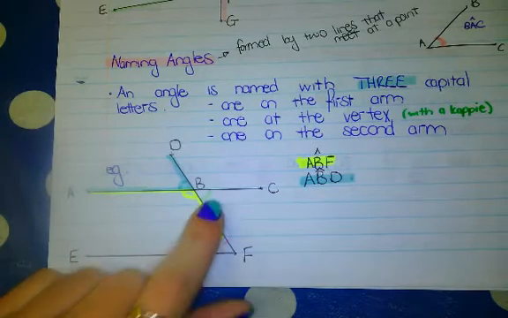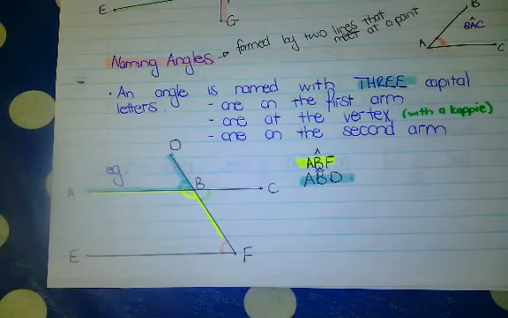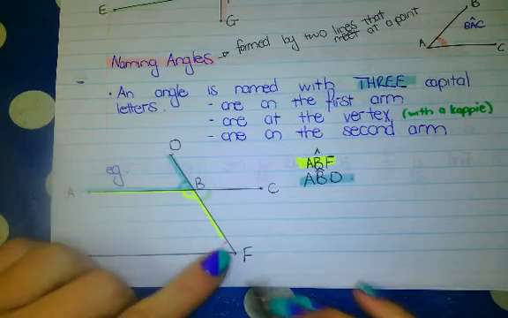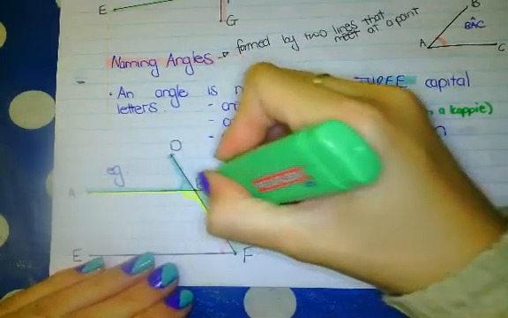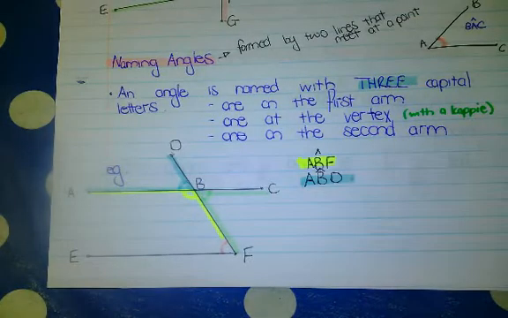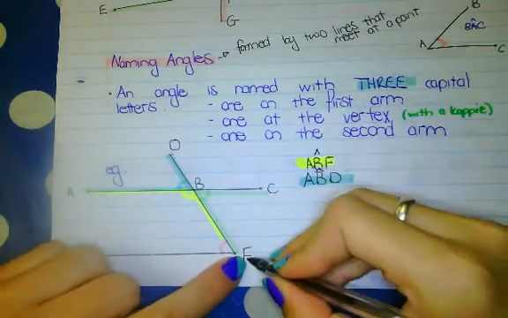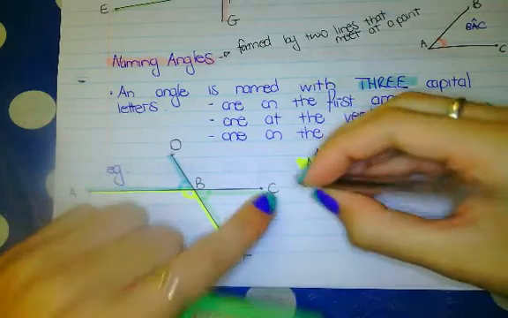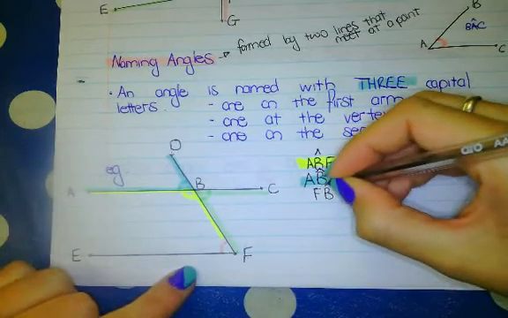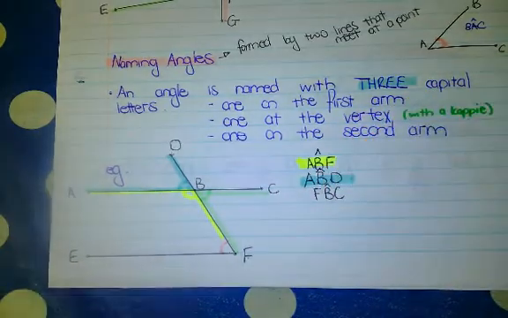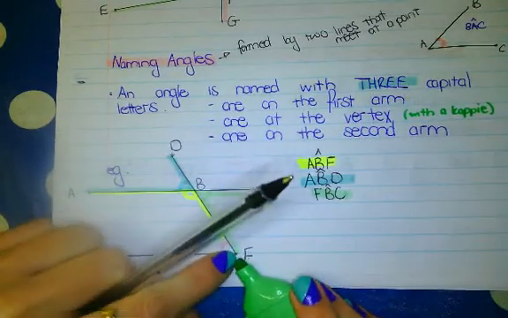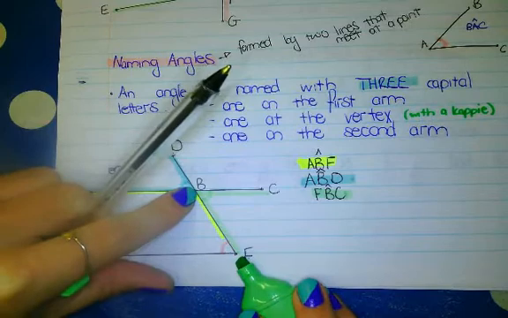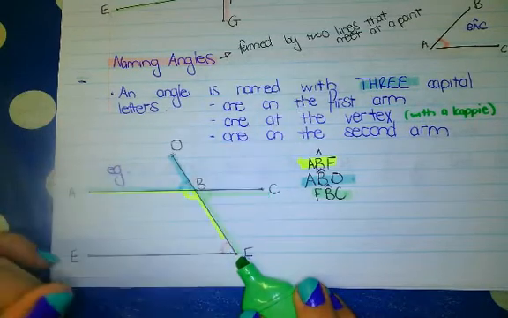Okay, next up, green guy. The arms that form it are the arm FB and BC, right? So our name for our angle will be FBC. Okay, I'm speeding up a little bit. So that angle would be called angle FBC because we start at F, we go up to B where the corner is, and then we go across to C.